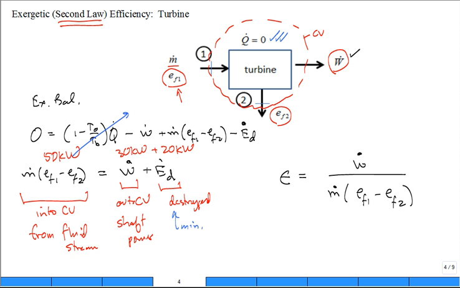And so now you can see, what does epsilon do? How can it get to 100%? By having exergy destruction go to zero. True? That's how you do it. And as exergy destruction increases, the exergetic efficiency, also known as the second law efficiency for the turbine, goes down.